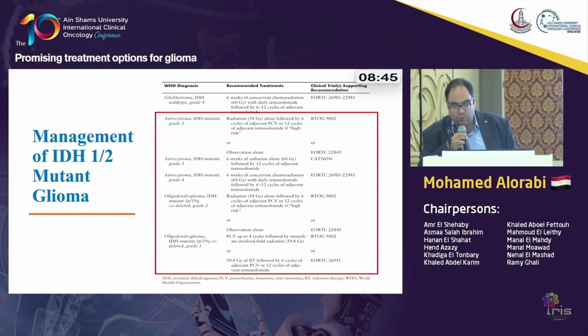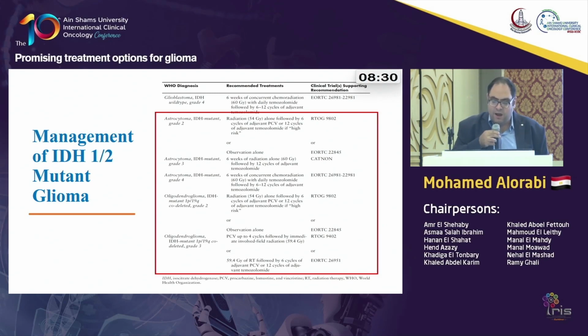For oligodendroglioma, IDH mutant, and with 1p/19q co-deleted and grade 2, our treatment options include radiation therapy followed by PCV or 12 cycles of temozolomide, or observation in selected cases. For oligodendroglioma, IDH mutant with 1p/19q co-deletion and grade 3, we can give the PCV for 4 cycles, followed by radiotherapy, or we can give radiotherapy followed by 6 cycles of the PCV or 12 cycles of adjuvant temozolomide, based on the trials of RTOG and EORTC.